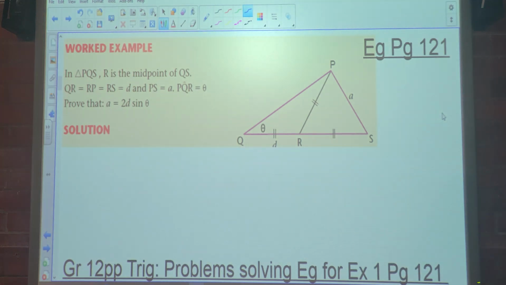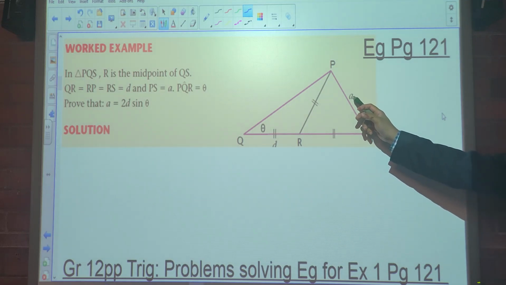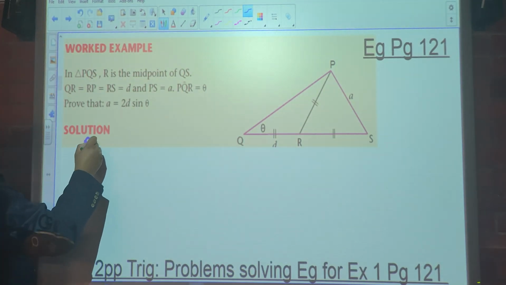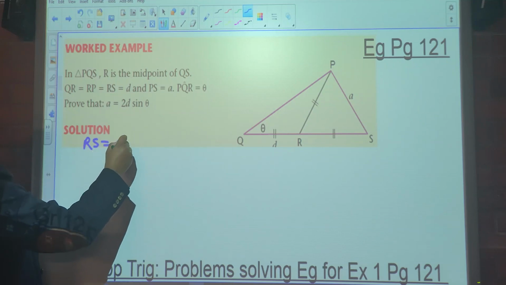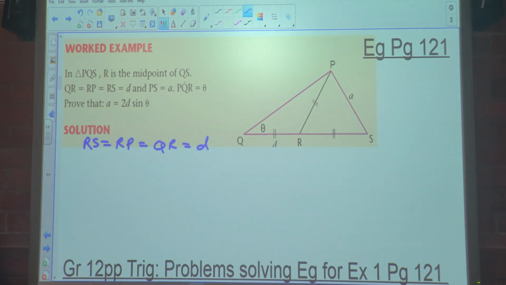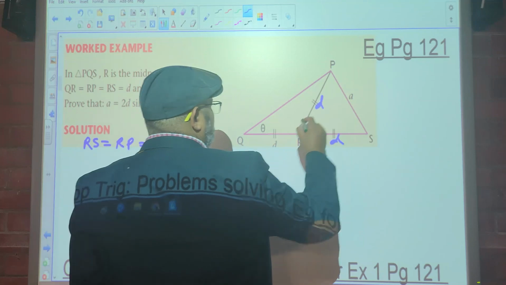So where do we start? Firstly, we need to pick up the information given. So we're just going to say, okay, we know that RS is equal to RP, which is equal to QR, which is equal to d. Why is that the case? Given. So put a little d there and a d.